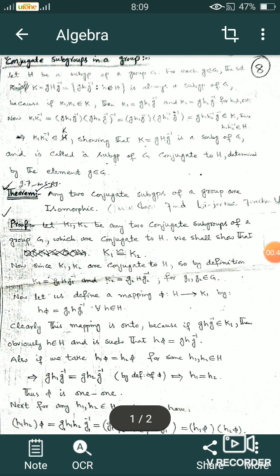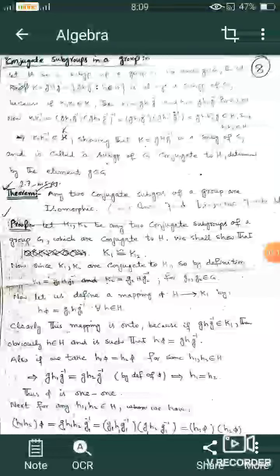Now k1 k2 inverse is equal to gh1g inverse, bracket gh2g inverse, whole inverse. Expanding the whole inverse, the second bracket will become gh2 inverse g inverse, and the inner g inverse and g multiply, this will be equal to identity. So this is equal to gh1h2 inverse g inverse.